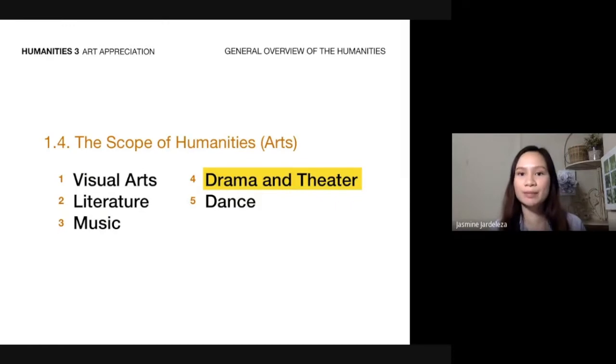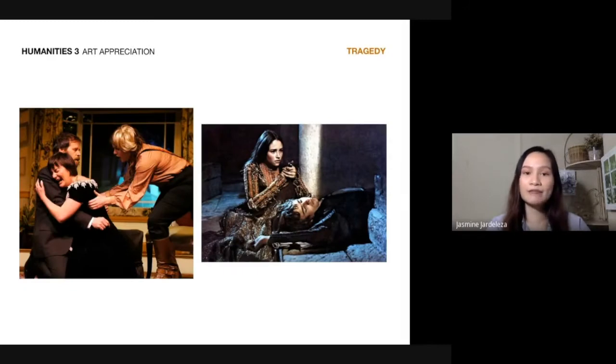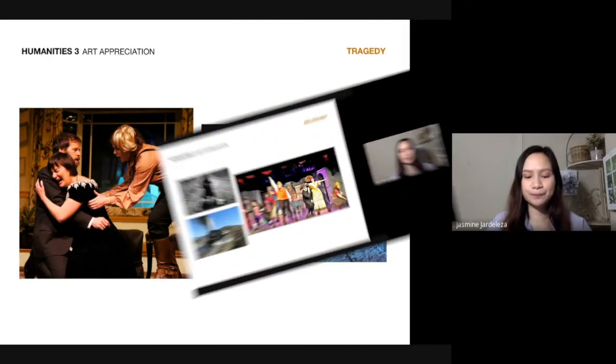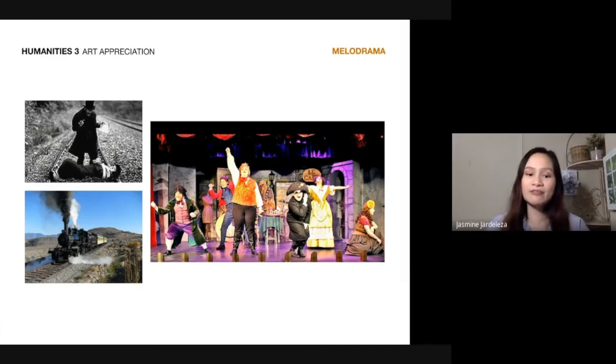Next, we have drama and theater. A drama or play is a story recreated by actors on a stage in front of an audience. Under drama and theater, we have tragedy. Tragedy is one of literature's greatest dramatic art forms. It is a form of drama known for its serious nature, in which the central character comes to some sad or disastrous ending.